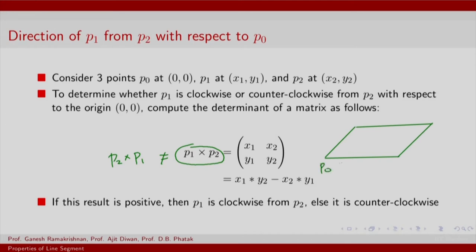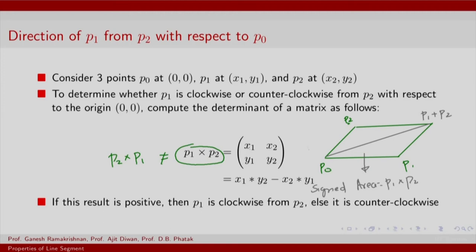So, if P0 is here and we consider a parallelogram with corners at P0, P1 and P2 and the fourth corner being the sum of P1 and P2, which happens to be here, one can interpret this cross product as the area of this parallelogram. However, this area is not commutative with respect to P1 and P2. So, we call this the signed area. So, the signed area P1 cross P2 is not the same as the signed area P2 cross P1.